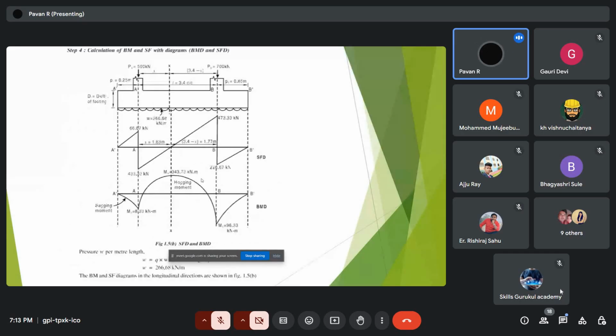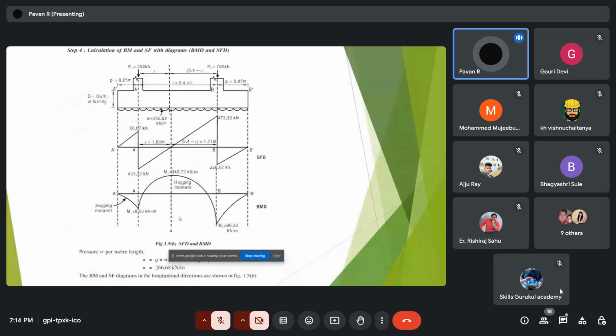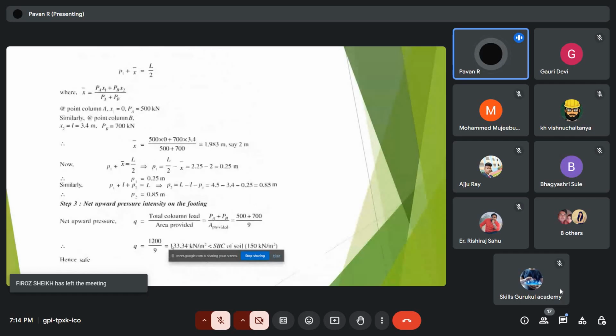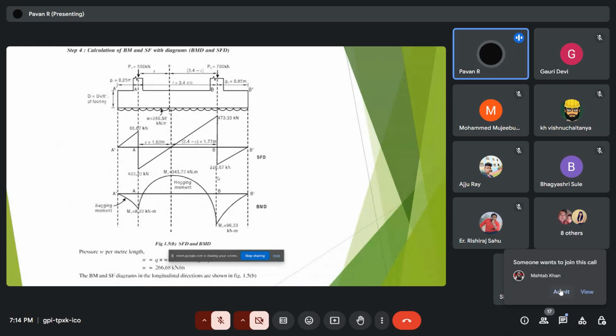Next we calculate the bending moment and shear force with the diagrams. We have PA as 500 kilonewton and PB as 700 kilonewton. So W is equal to 266.68 kilonewton per meter, which is 2 times the 133.34, because the width that we have considered is 2. So we multiply the net upward pressure by 2 so that we can take the load, and similarly we can calculate the shear force and bending moment.